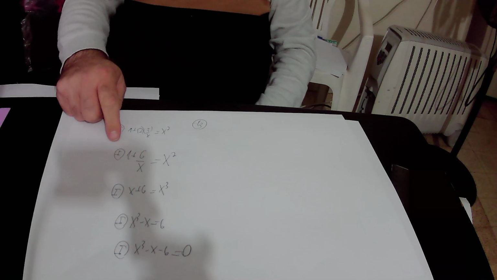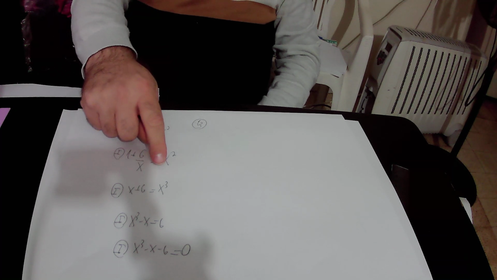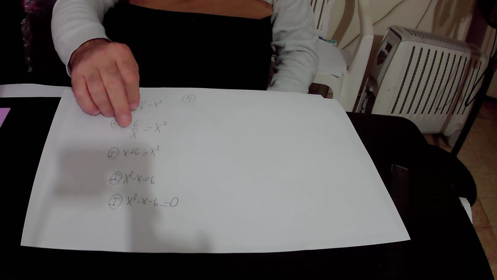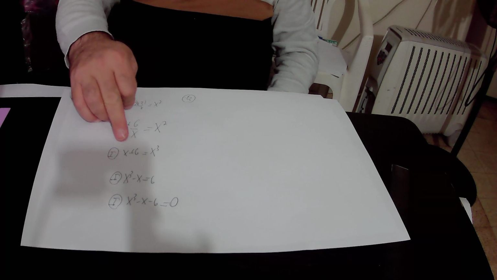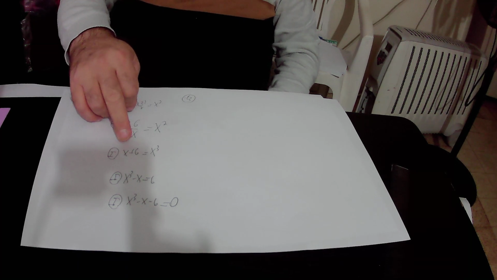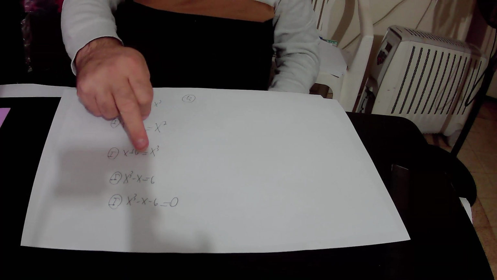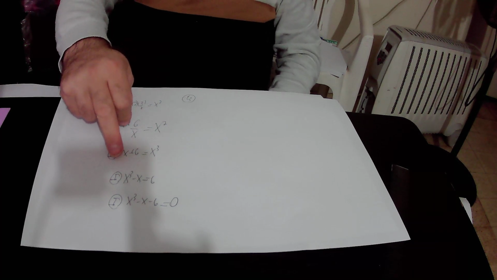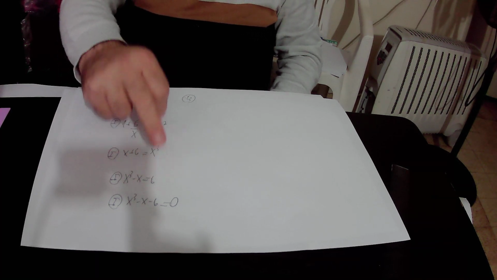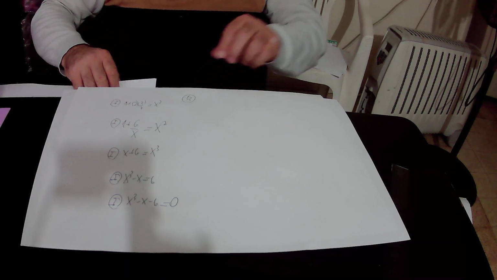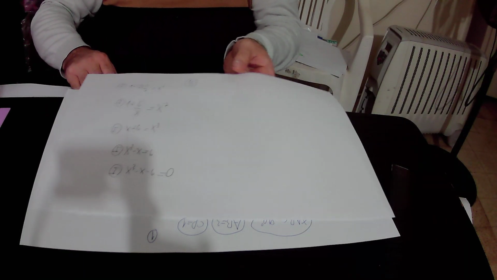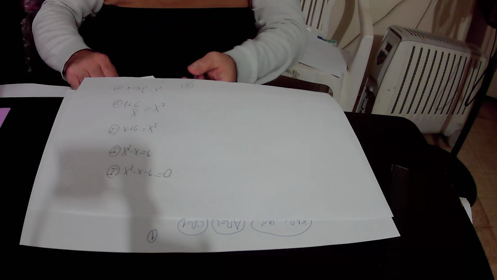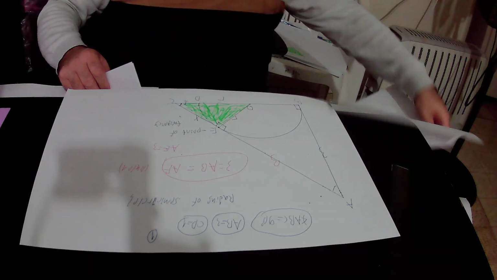Then we multiplied the equation by X, and we got that X plus 6 equals X cubed. We subtracted X, and we got that X cubed minus X equals 6. Then we subtracted 6, and we got that X cubed minus X minus 6 equals 0. Then we subtracted 2X squared, and then we added 2X squared to this equation.